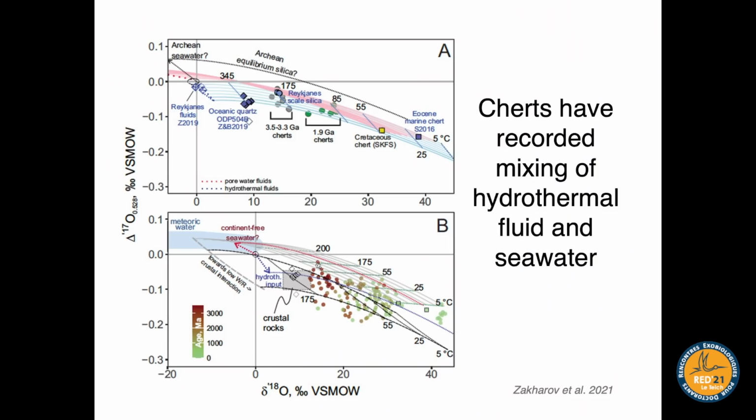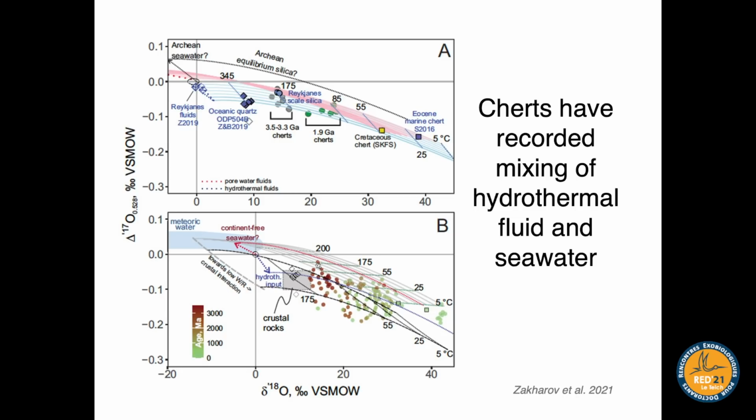And here, this is what this temperature dependence curve looks like for modern silica on a triple oxygen diagram. If you have the cap 17 on the y-axis and the delta 18O on the x-axis, you can see that the meteoric water line will be different from the equilibrium water line for modern silica. So what David Zakharov has done is reanalyze a lot of different cherts for triple oxygen, and this is one compilation of the results with the published literature.